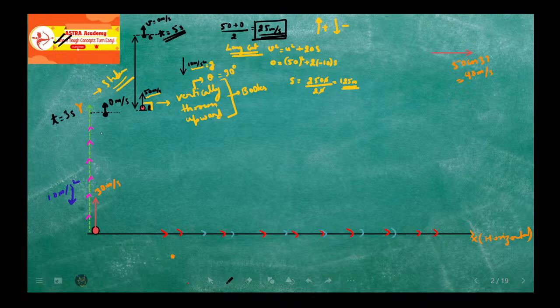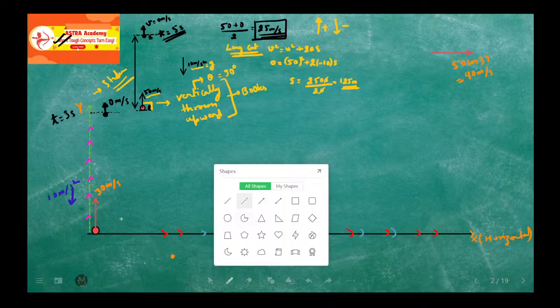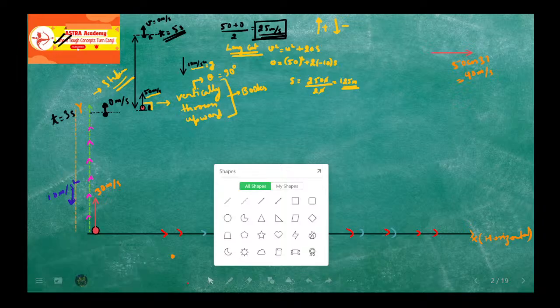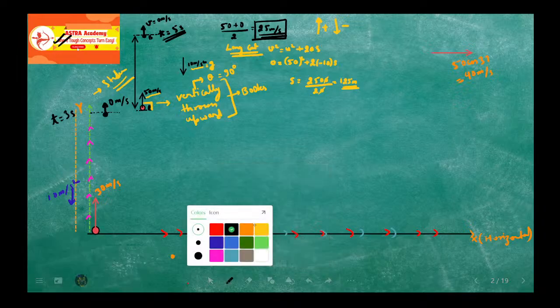Now you can see that this maximum height will be given by how much? Tell me how much this maximum height will be equal to. This maximum height will be equal to what I have told you.